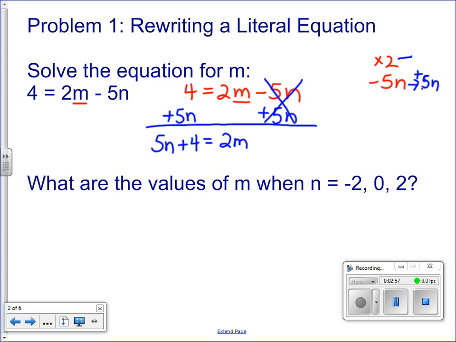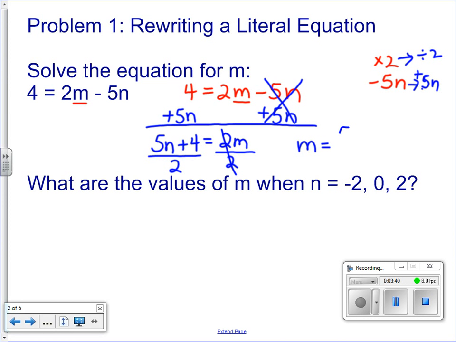Next, I have to undo the multiplication by 2. So I'm going to divide by 2. Always remember when you are showing division, we're not going to use the division symbol. We're going to show it as a fraction. And also I need to do the same to the left-hand side. Notice that I have to divide the whole left side by the 2. All right, so let's see what we end up with. 2m divided by 2 is simply 1m. And then on the other side, I have 5n plus 4 over 2.